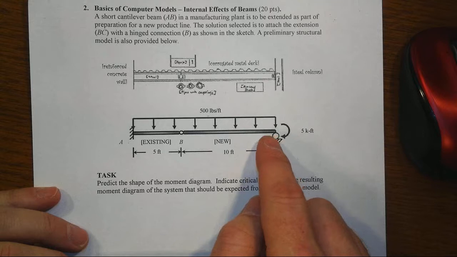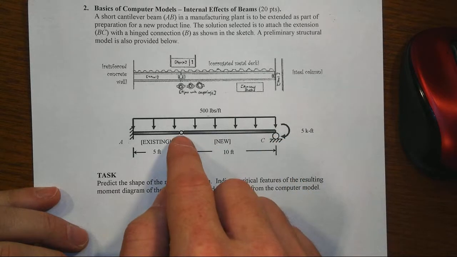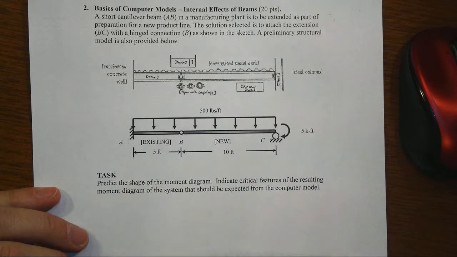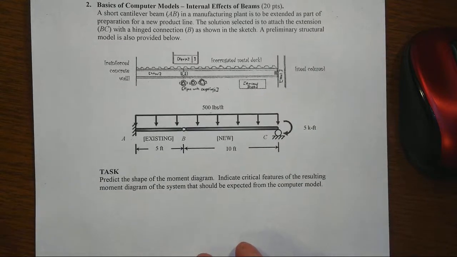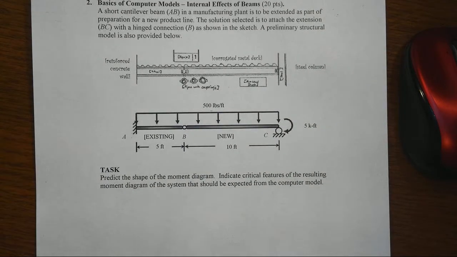So we in effect have a roller or a pin type situation here, a hinge in the middle, and then the original fixed end for the cantilever kind of situation. We're asked to predict the shape of the moment diagram and indicate critical features of that diagram that we should expect from the computer model.